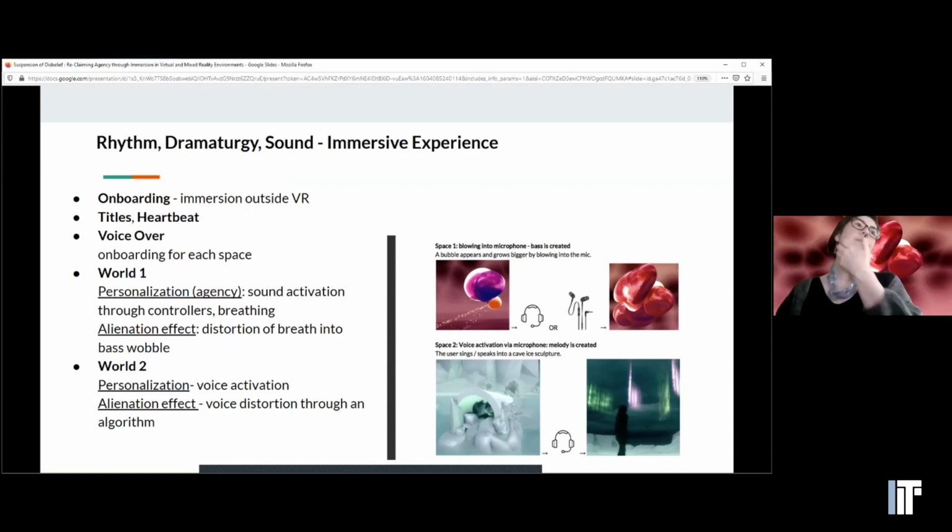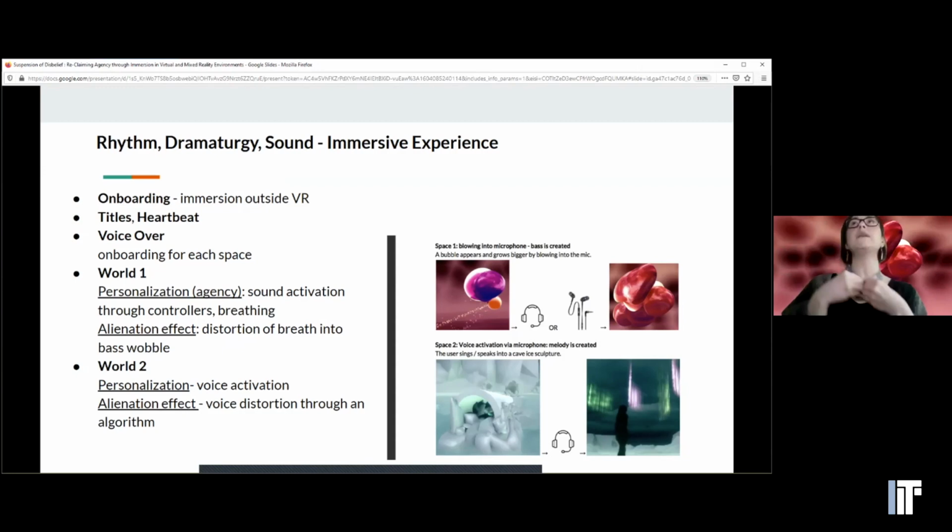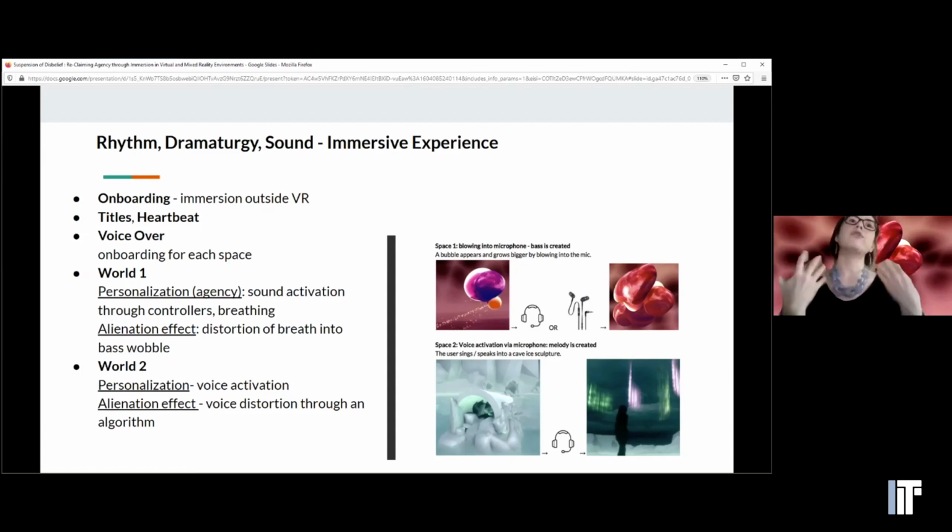from this experiential design perspective. So in the world one, the rhythm and dramaturgy of the experience is basically the rhythm between suspension of disbelief and immersion and alienation aspects. So as you saw at the beginning, you have onboarding, which is immersion outside VR. Then there's titles, which are more alienation aspect of the VR. Then the heartbeat and voiceover introduce you and immerse you into the space again.